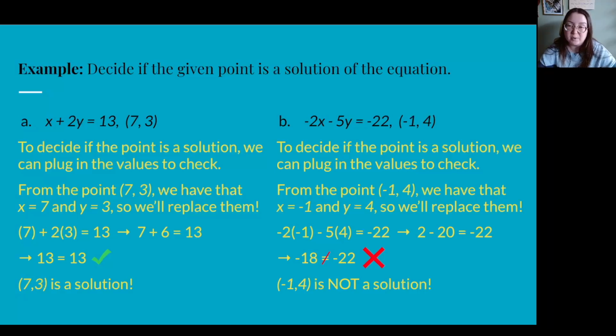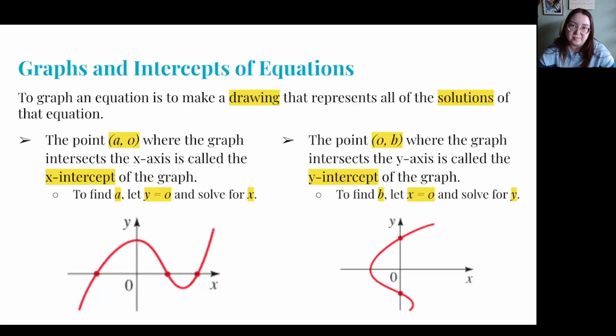Negative 1 comma 4 is not a solution. Negative 18 is not equal to negative 22. Those numbers are not equal to each other. They're not the same number. So therefore, this is not a solution. So those are some examples of how you can determine if a given point is a solution of an equation.